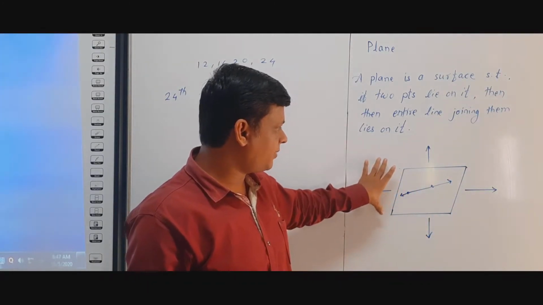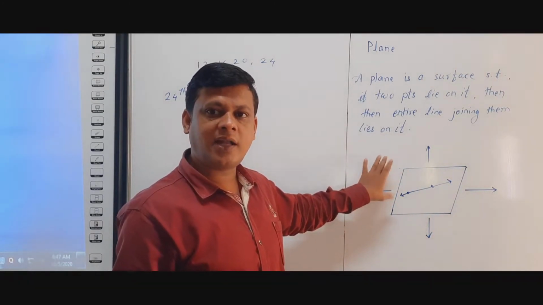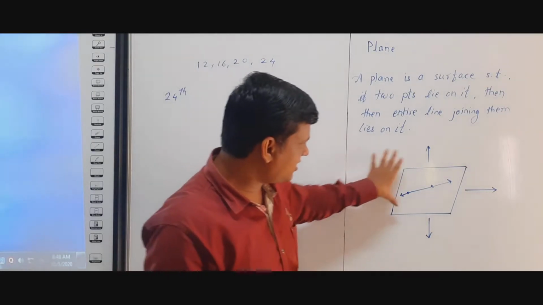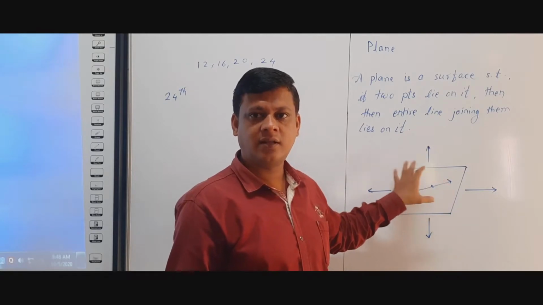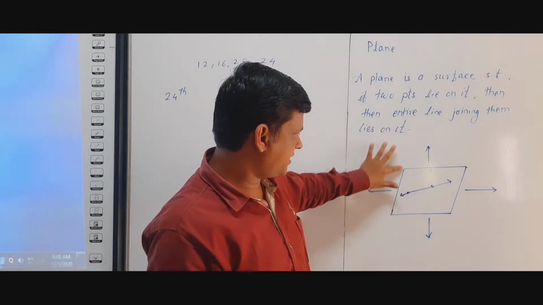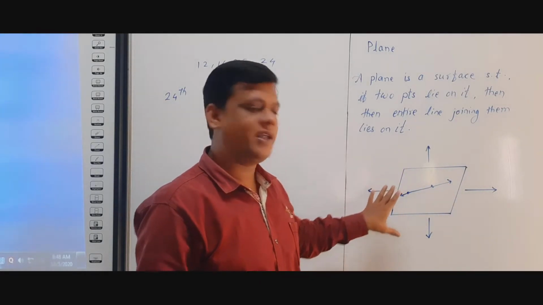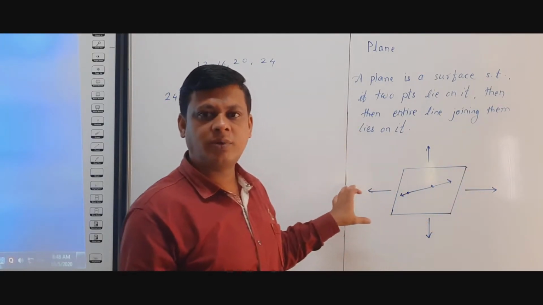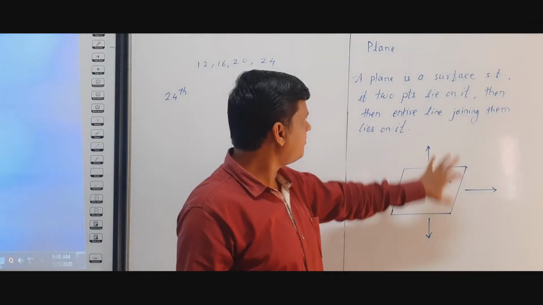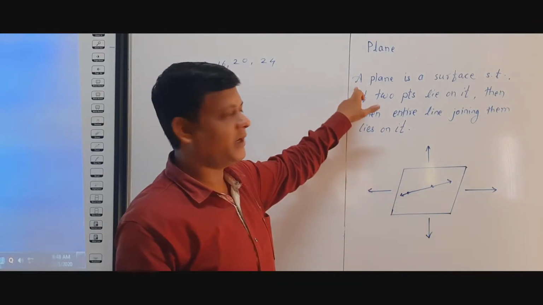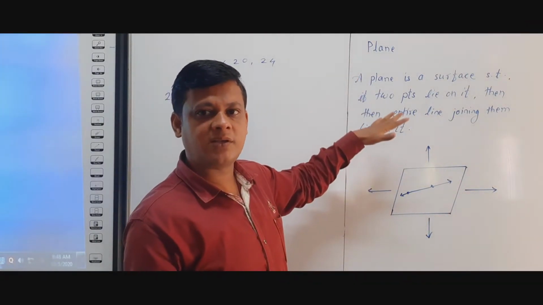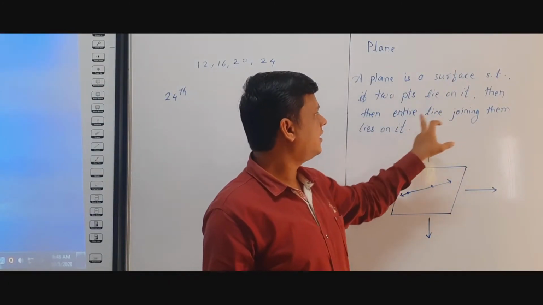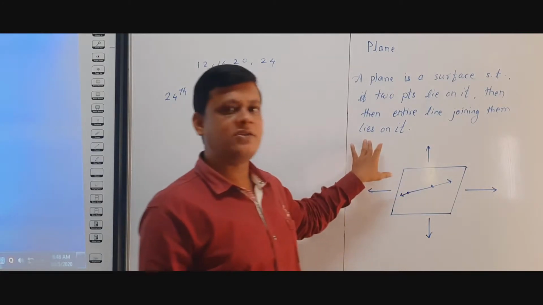So what is the difference between a quadrilateral and this plane? In a quadrilateral, these sides are fixed, the length of these sides is fixed, but in a plane we can extend all these sides in all possible ways. So this is a plane, and you can define a plane in this way. A plane is a surface such that if 2 points lie on it, then the entire line joining them lies on it.